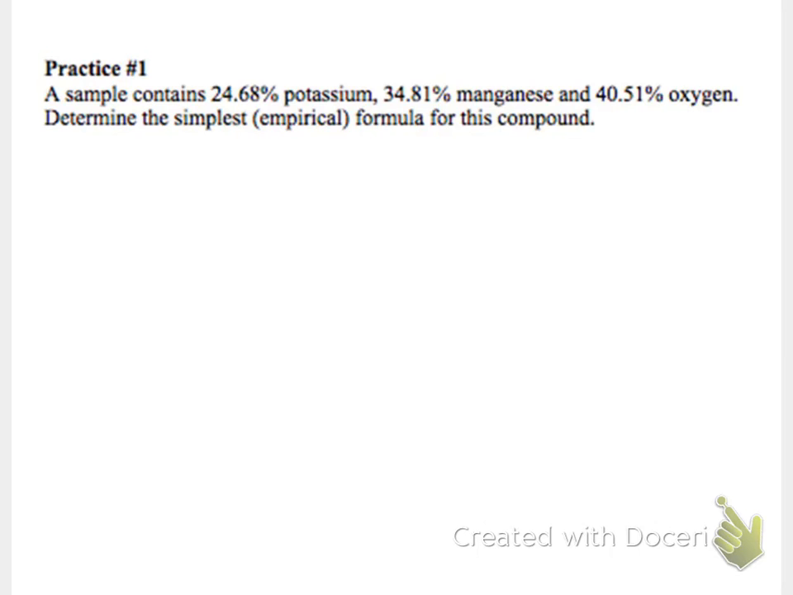Okay, so the next few problems are practice. Go through, if you're given the percent data, like in this one, and figure out what the empirical formula is. You don't have any more information here, so you cannot figure out the molecular formula. You're just going to figure out the empirical formula. Stop the video, work through the problems, and then turn it back on and check your work.